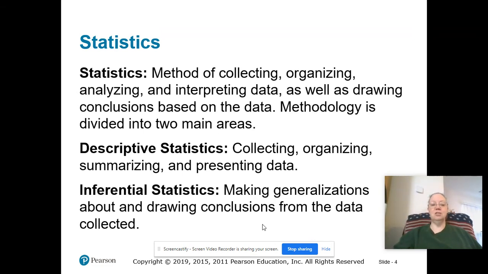So descriptive statistics would be, this is what happened in the past. Inferential statistics would say this is what's going to happen in the future, or what will probably happen in the future. You got to be careful with inferential statistics because it doesn't always happen that way.